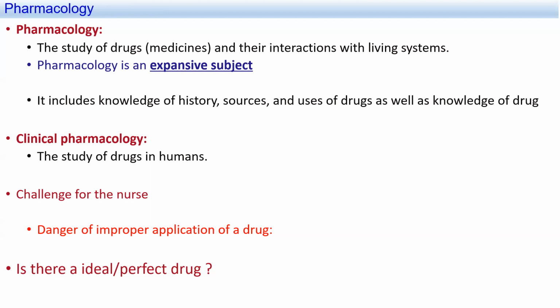So the danger of improper application of a drug: there are too many scenarios and too many reasons how improper application of the drug might result. The consequence of a drug action can be minimal harm, permanent disability, or even death. We cannot ignore that. For example, a potassium IV push can kill the patient.